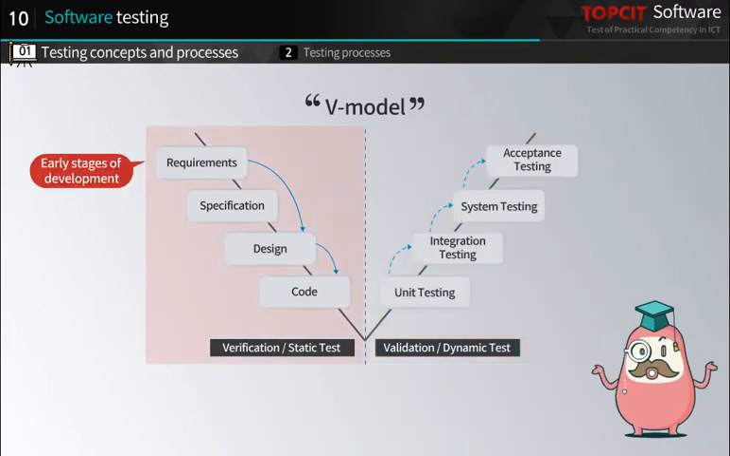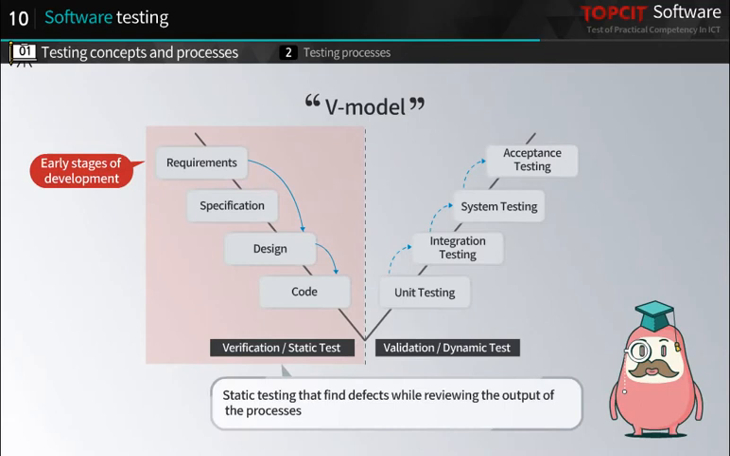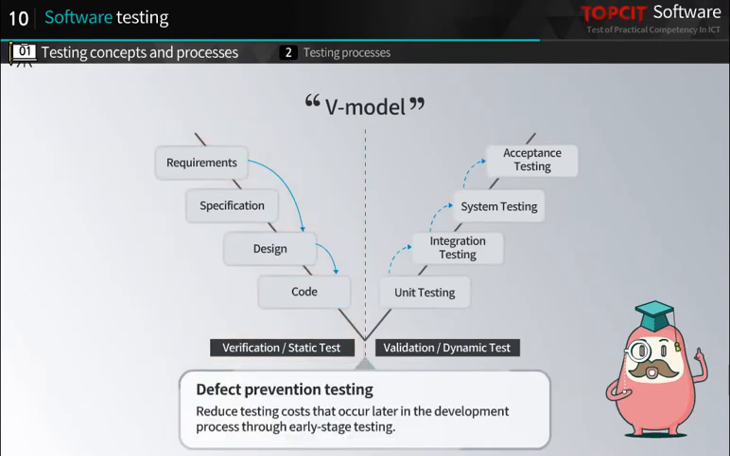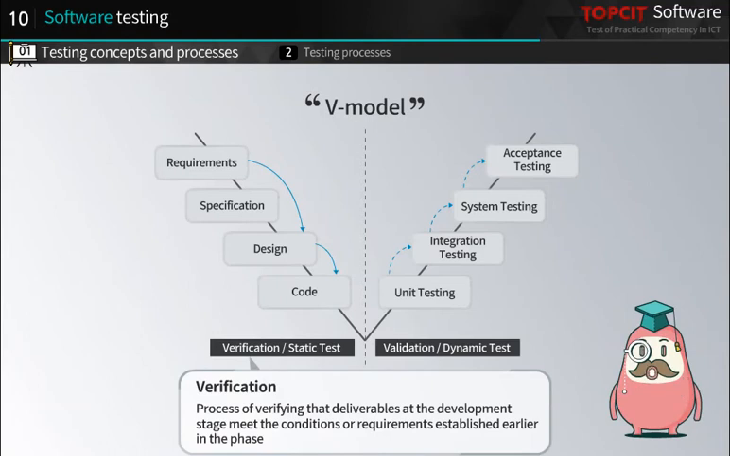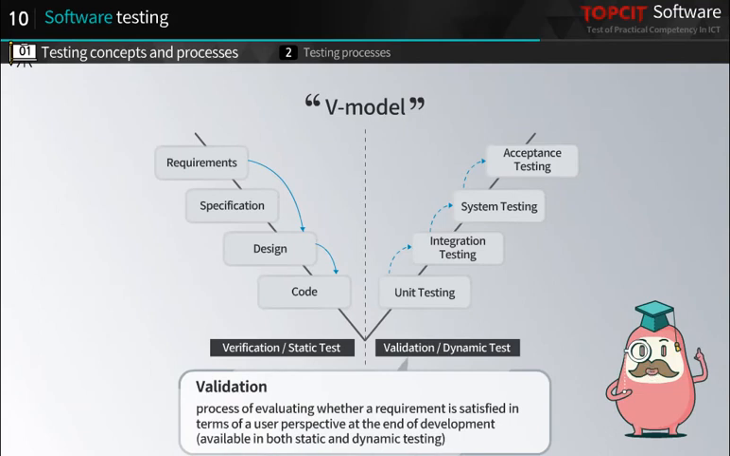Testing in the early stages of development refers to the static testing that finds defects while reviewing the output of the processes. Defect prevention testing can reduce testing costs that occur later in the development process through early stage testing. Verification is the process of verifying that the deliverables at the development stage meet the conditions or requirements established earlier in the phase. Validation is the process of evaluating whether a requirement is satisfied in terms of a user perspective at the end of development. Validation is available in both static and dynamic testing.